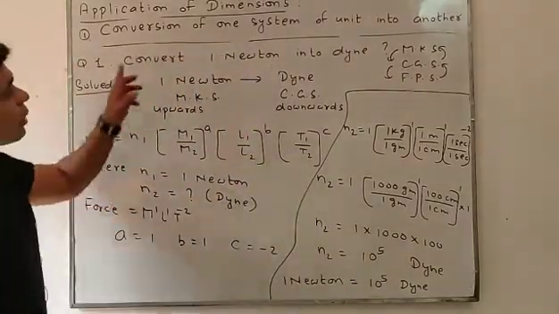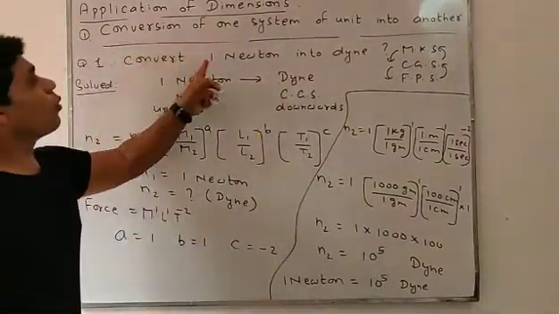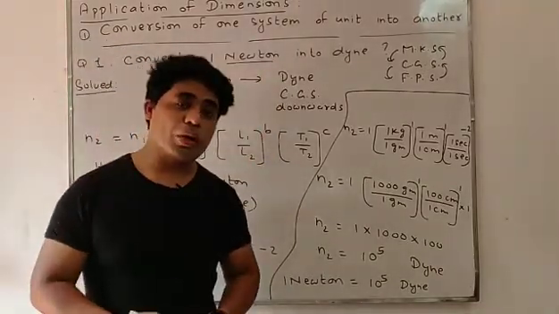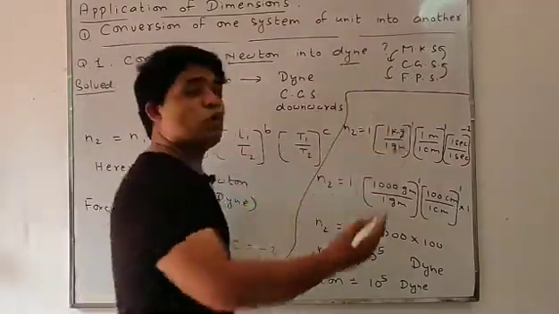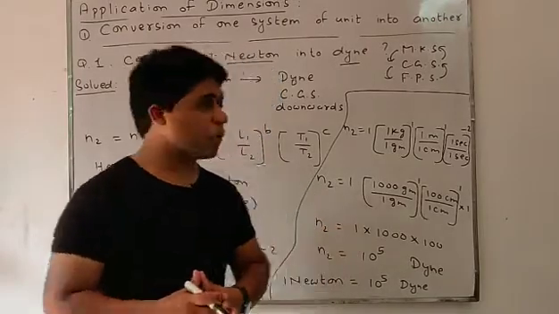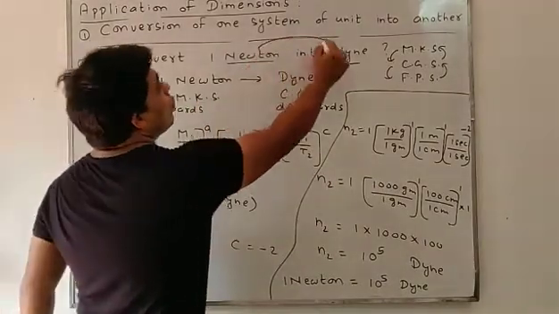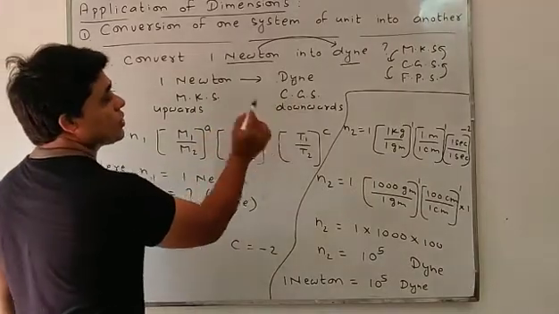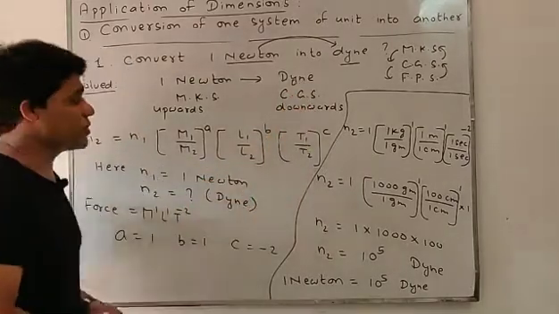Question number one: convert 1 Newton into dyne. Newton is the unit of force, in which system? MKS. Dyne is also a unit of force, in which system? CGS. We did this in the first lecture of this chapter. So we have to convert Newton to dyne. Newton is the unit of force in the MKS system, dyne is the unit of force in CGS.